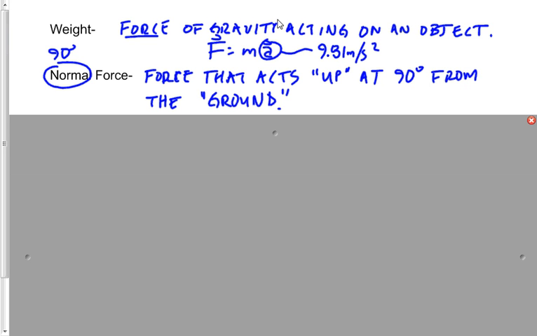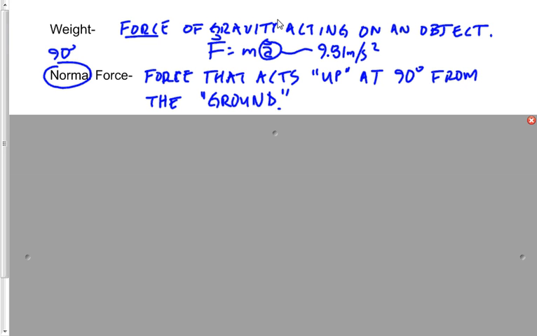Right now, there's a force of about 1,000 newtons acting down on Tyler's desk, the force of gravity. There is a normal force, the ground pushing up, with a force of 1,000 newtons. Because if gravity was bigger than the normal force, the desk would fall down. If the normal force was bigger than the gravity, what would happen? It would float. It would rise up into the air. It's the ground pushing up on his desk right now at 90 degrees.